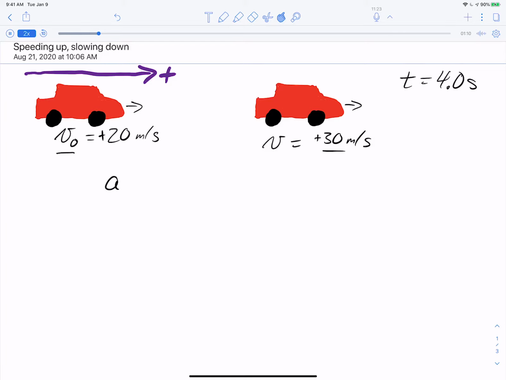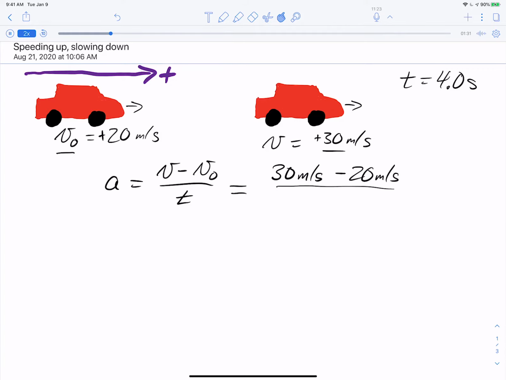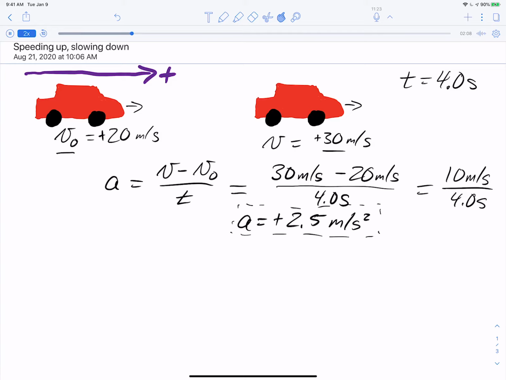So if I want to calculate the acceleration, then I can say, well, the definition of acceleration is v minus v naught divided by t. So my velocity v is 30 meters per second, and I subtract the initial velocity, which is 20 meters per second, and divide by the time, which is 4.0 seconds. Right? So now the change in velocity, 30 minus 20, is 10 meters per second divided by 4.0 seconds. And that gives me that the acceleration is a positive number, right? A positive divided by positive is positive, and that gives me positive 2.5 meters per second squared. Right, so that is an example of speeding up with a positive acceleration.